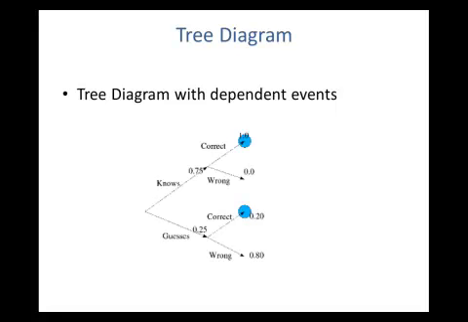This is a tree diagram with dependent events. If we're doing a test and we know the answer 75% of the time, and we have to guess the answer with a probability of 0.25. When we know the answer, the chances we'll get it correct, it's absolutely certain, a probability of 1. Chances we'll get it wrong are 0. But if we're guessing the answer, and for instance it might be 5 multiple choice alternatives, we have a chance of getting it correct of 0.2 and of wrong 0.8.